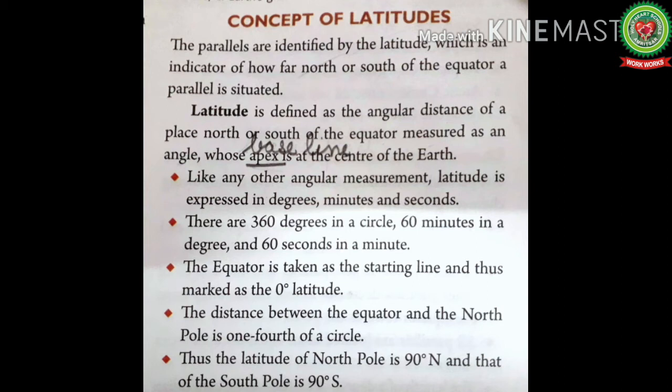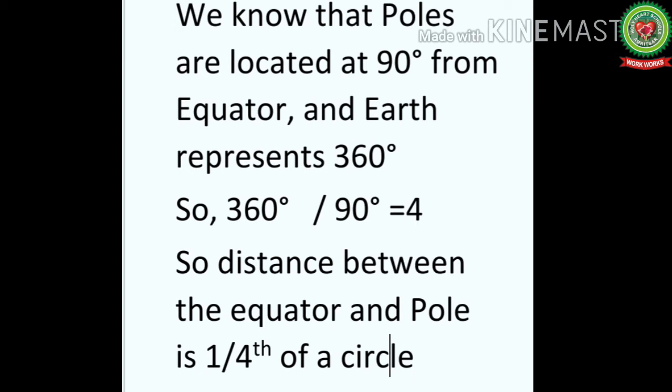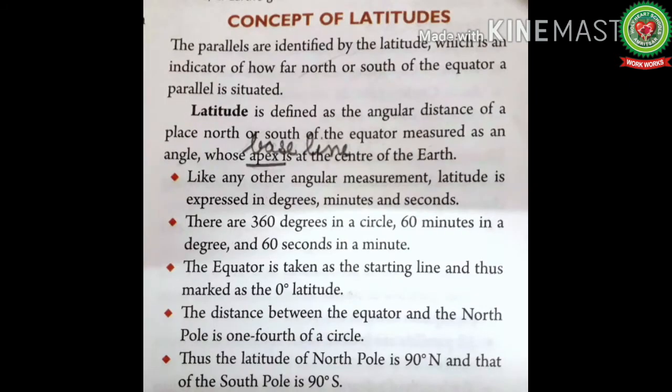The equator is taken as a starting line and thus marked as 0° latitude. This we have already discussed beforehand. The distance between the equator and the North Pole is 1/4 of the circle. Now here the question arises, how 1/4? We know that poles are located at 90° from the equator and Earth represents 360°. So 360° divided by 90° equals 4. It means that the pole is 1/4 of a circle. Thus, the latitude of the North Pole is 90° north and that of the South Pole is 90° south.